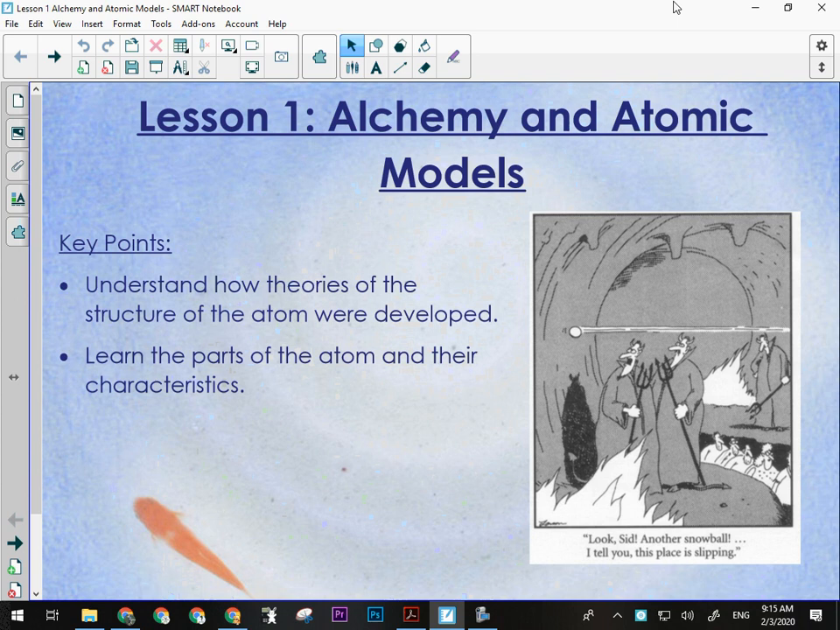Okay, so the big things here, we want to look at how the theories of the structure of the atom were developed, okay, and look at the parts of the atom and their characteristics, so atomic structure.